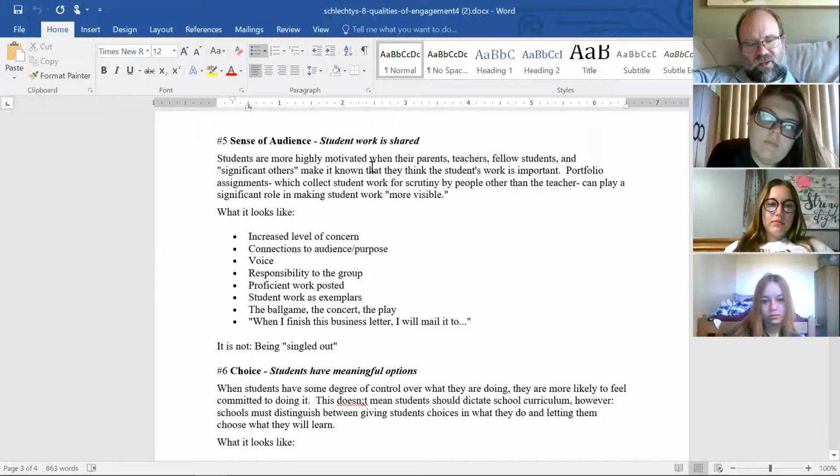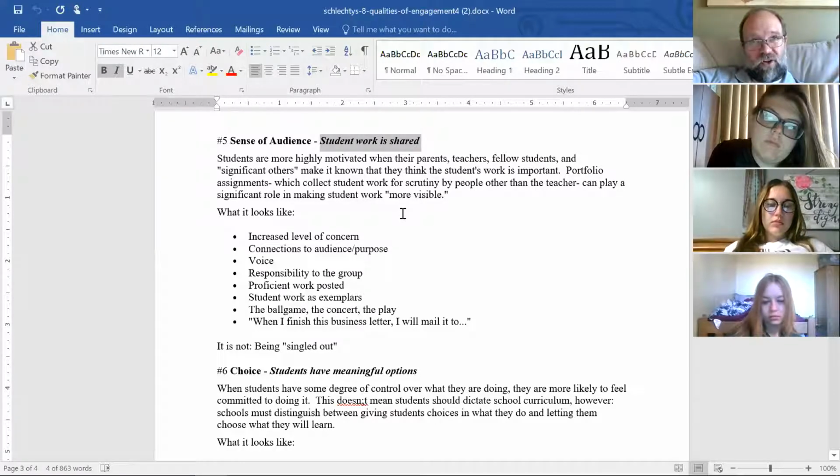Sense of audience means that in some way, shape, or form, the student work is shared. Could be with each other. That would be a form of that. If you're asked to share what you did with a group, that's sense of audience. If you're a social studies teacher and you're asking students to write about reasons that the Constitution was better than the Articles of Confederation, you might actually have them write letters to historical figures. That's a sense of audience.